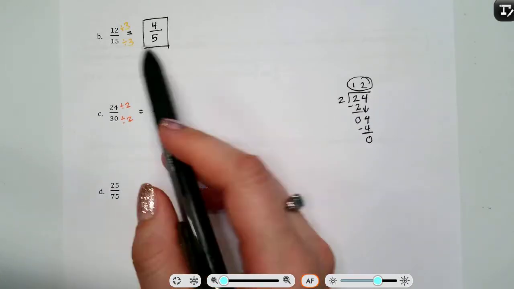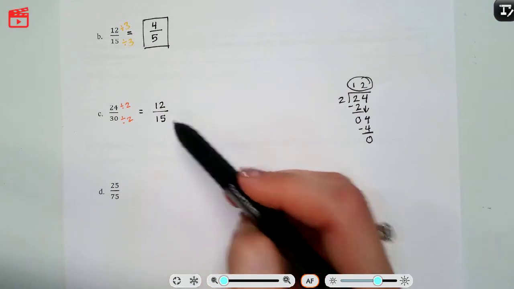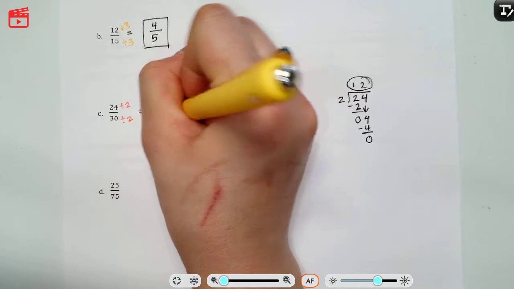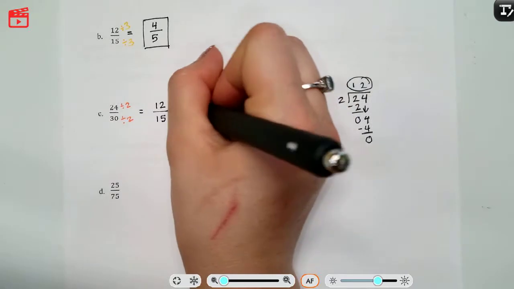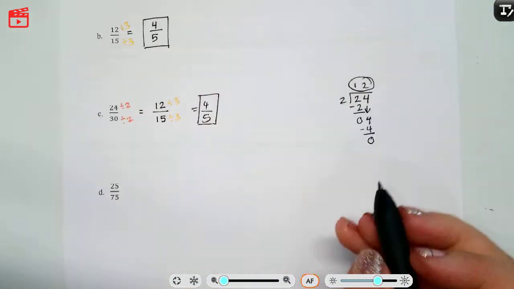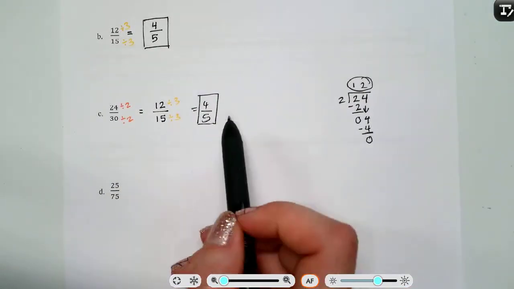All right, are we done here? Wait a second. That's the same fraction we have up there. This can be simplified again. Huh. That can be simplified by 3. So that's going to be 4/5. Okay, so be careful. You may not always be done when you do your first value.